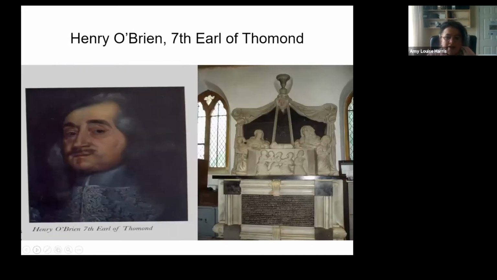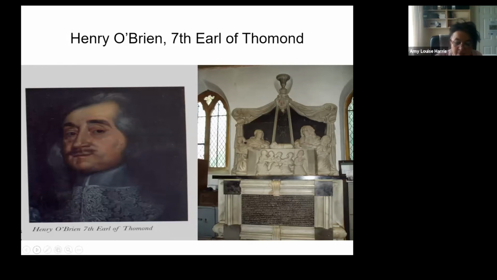So why did Dingley come to Ireland? Well, this man here on the left, a portrait of the 7th Earl of Thomond, and his monument is on the right. He lived in Great Billing in Northampton, and he owned large tracts of land in Ireland. His father had fled Ireland in the 1640s due to the rebellion, and his son grew up in England but never came over here, and he got into a lot of trouble for being an absentee landlord, but he just had no interest in coming over to Ireland.